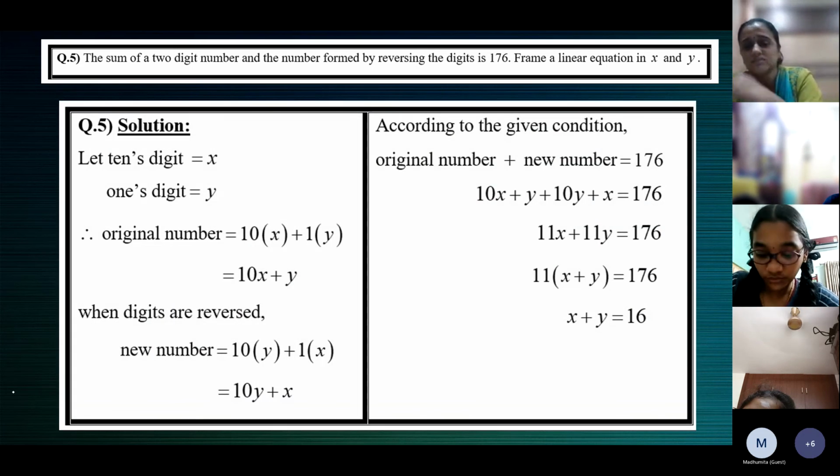The sum of a two-digit number and the number formed by reversing the digits is 176. Frame a linear equation in x and y. Again, this is of 8th standard. I'll show you the answer. Understand?